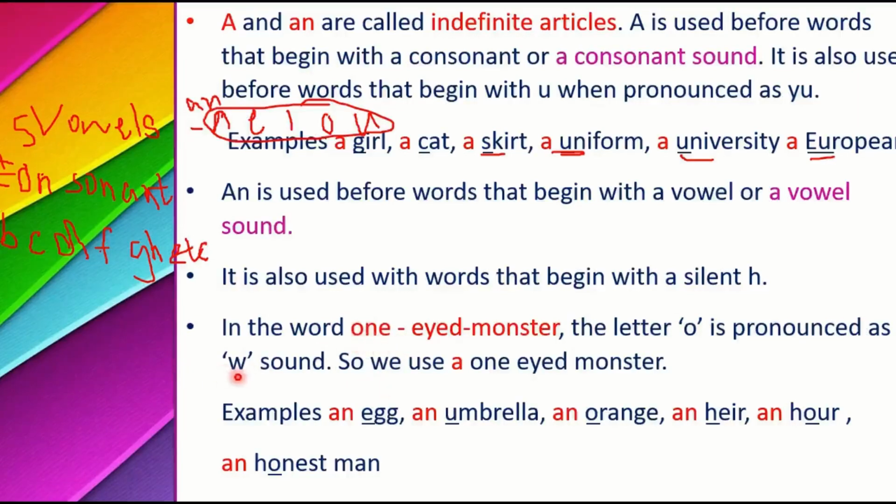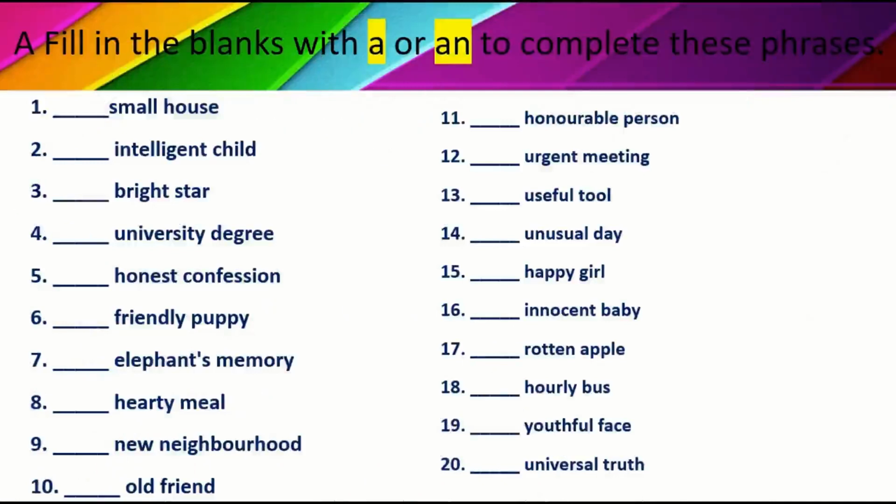Okay, so we have to use a. Though it is starting with O, it is not a vowel sound. The W sound is a consonant sound. So we can use a in front of one: a one-eyed monster. Okay, children, I hope you understood the concept of a and an.